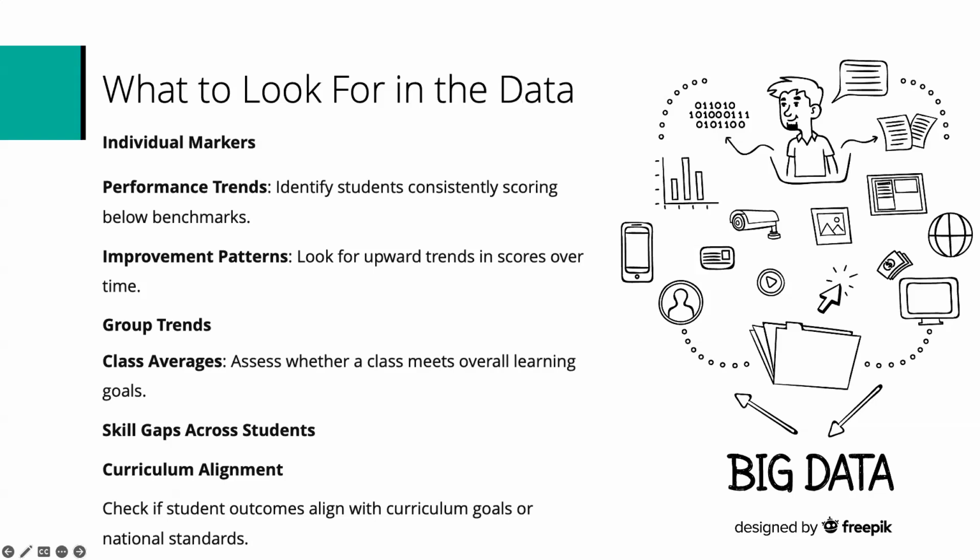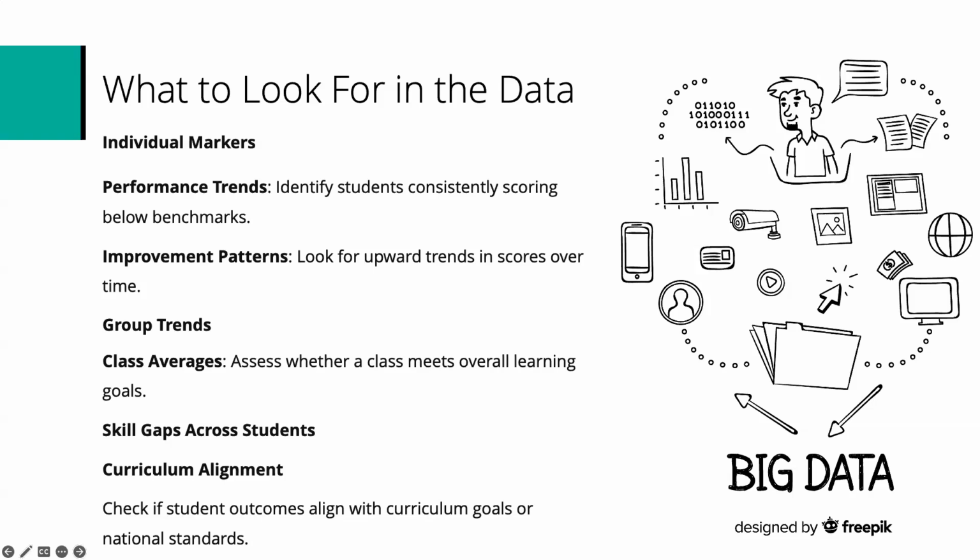So what should we be looking for in the data? Well, there are certain markers, as we all know. There are those individual markers and the group trends. Individual markers are about looking at performance. How can we identify students who, for example, are scoring below our benchmark, which is something we highlight within a school or within national standards or our curriculum? What are the benchmarks there? So identifying those, and then any improvement patterns as well.